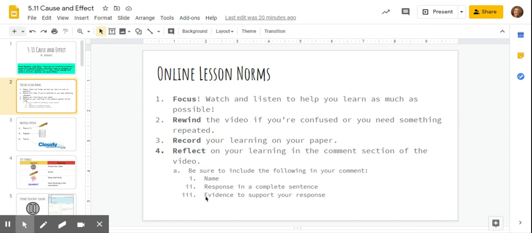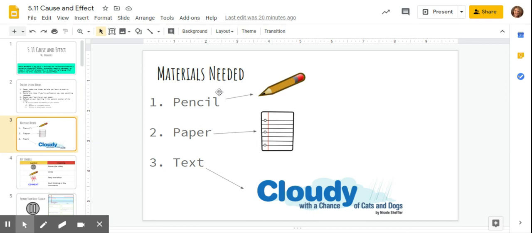So without further ado, let's take a look at the materials we'll need today. As always, you'll need a pencil and some paper. And then your text is Cloudy with a Chance of Cats and Dogs. And this text can be found in the district packet that was passed out. I also emailed it and sent your parents a message in the Remind app. So you have multiple ways to access that text. If you don't have any of those, don't worry. The text is also in this presentation. So if you have it, grab it. If you don't, don't worry. I will make sure that you are able to see it on the slides throughout this lesson today.